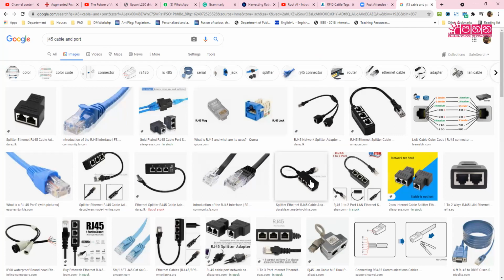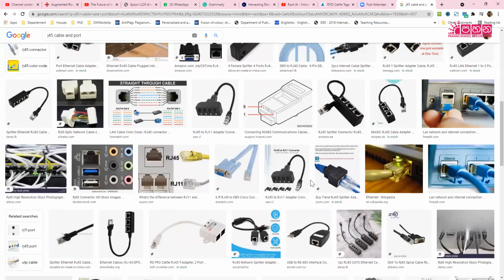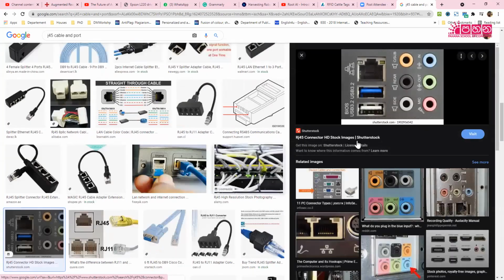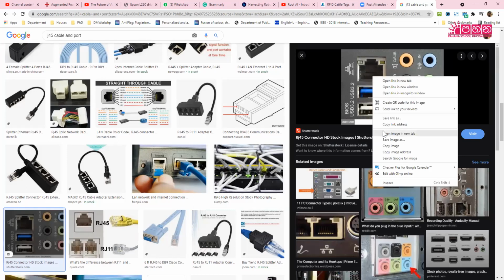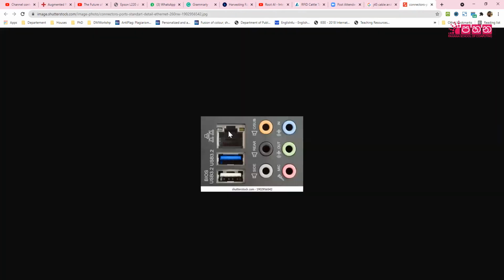So the port will look like this. Now these are separate ports that you can actually see. But in the computer, you will see something like this. This is the port that we are discussing right now. This is called RJ45. So this is called a network port, or sometimes RJ45. So this symbol indicates that this is a networking port.